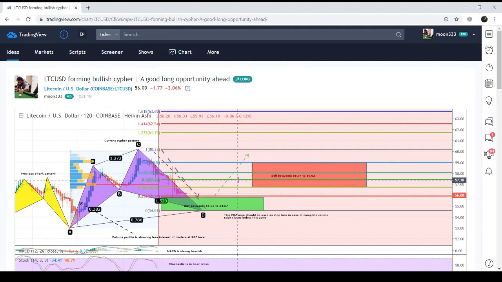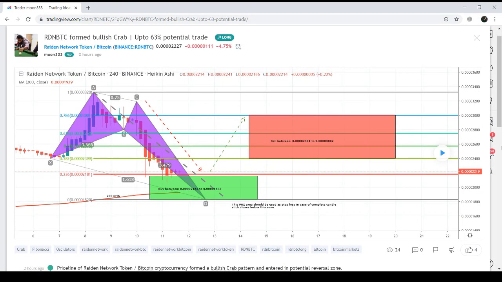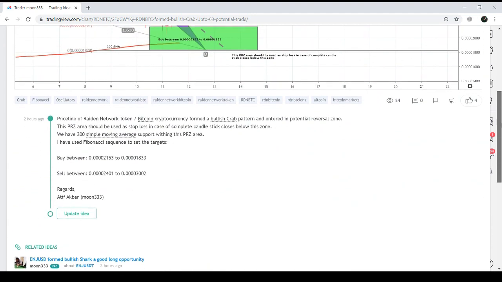Now let's move to today's altcoins. Our first trade for today's altcoins is the Raiden Network Bitcoin pair. On this trade, you can see the price action has formed a bullish crab pattern and entered the potential reversal zone. And I have set myself targets accordingly, the AD Fibonacci projection from 0.382 to 0.886 Fibonacci. You can also see these targets here.